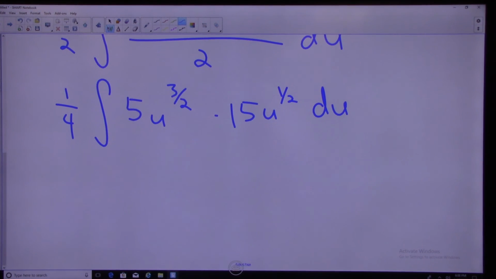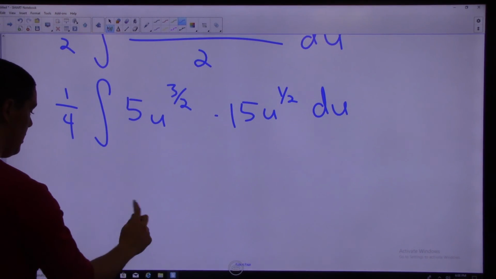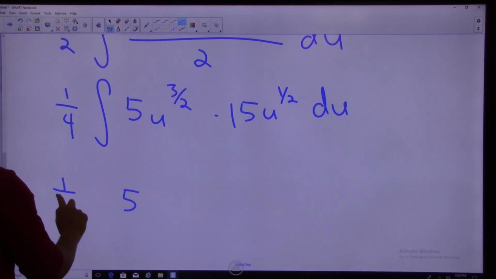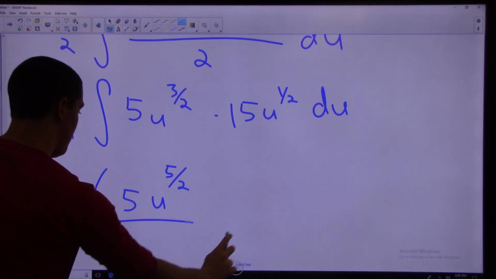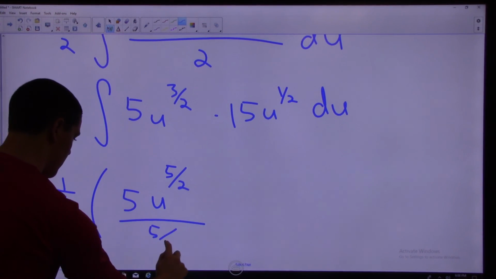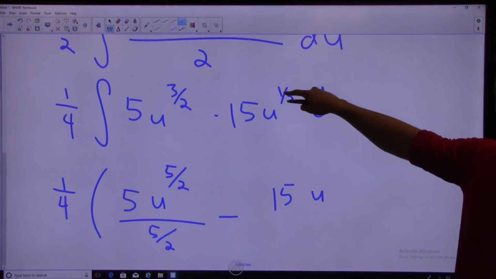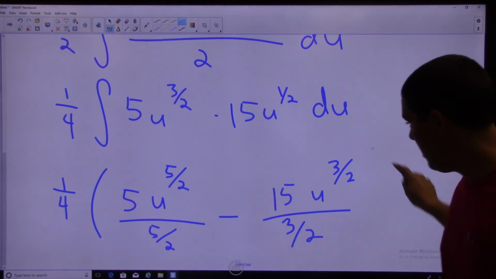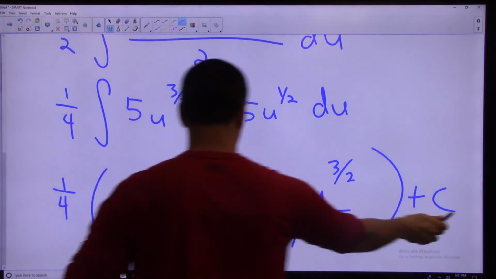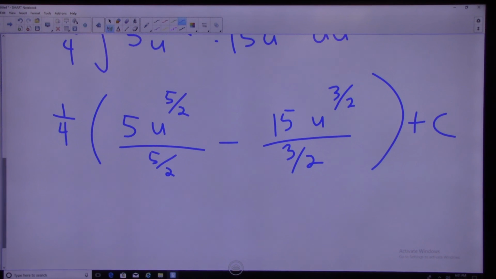Okay, so now it's pretty simple to find the antiderivative. You're just going to need to add 1 to the exponent and divide by the new exponent. So when I add 1 to the exponent, I need to add 2 over 2. So therefore, this is going to be 5, and we still have this 1/4. It's going to be 5u to the 5 halves divided by my new exponent, which is 5 halves. Okay? Minus 15u, when we add 2 over 2 to this exponent, it's going to be 3 halves divided by 3 halves. Okay, and we're going to have a plus c. It doesn't matter where I put it. I can put it inside parentheses or outside of it.